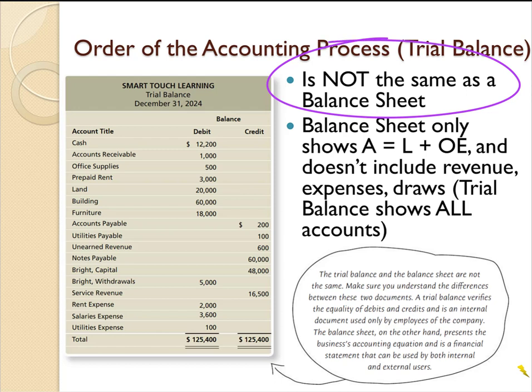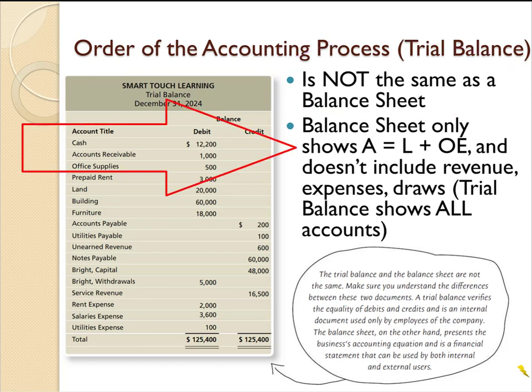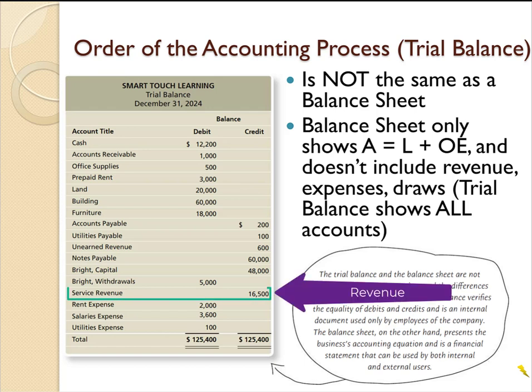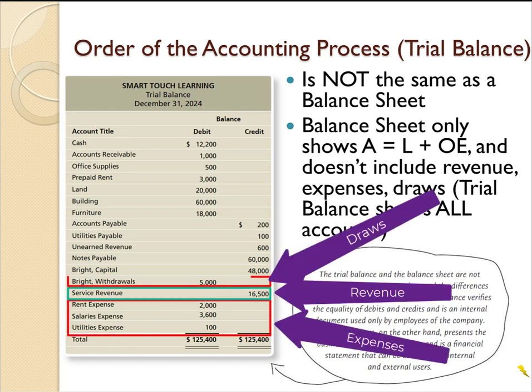Now, some students confuse a trial balance with a balance sheet. A trial balance is not the same as a balance sheet. Do you remember what the formula is for the balance sheet? Well, it's the accounting equation. So the balance sheet only shows assets equals liabilities plus owner's equity. It does not include revenues, expenses, and draws. The trial balance does show all of the accounts, so the trial balance also includes revenues, expenses, and draws.